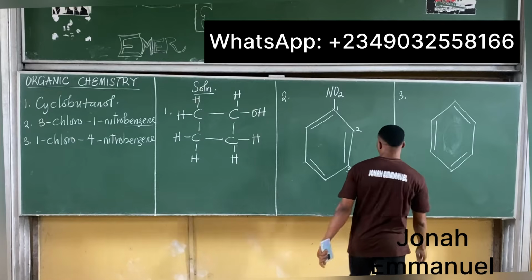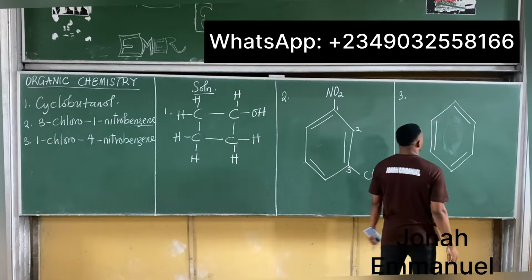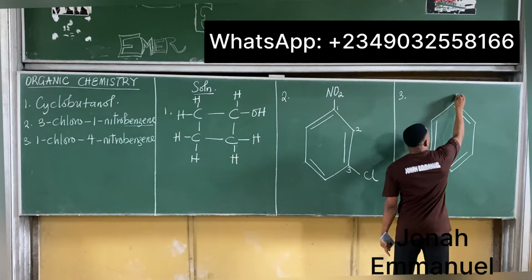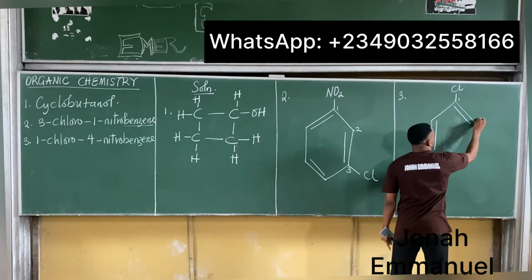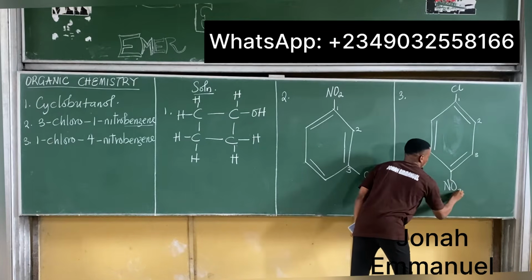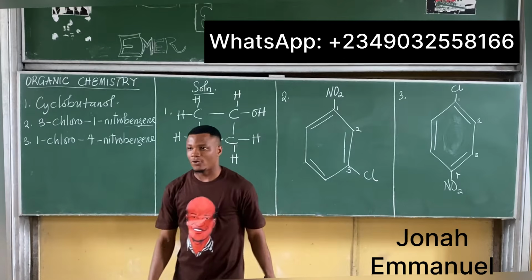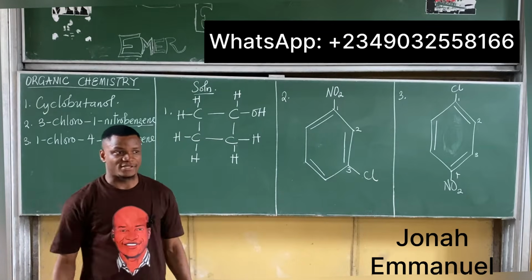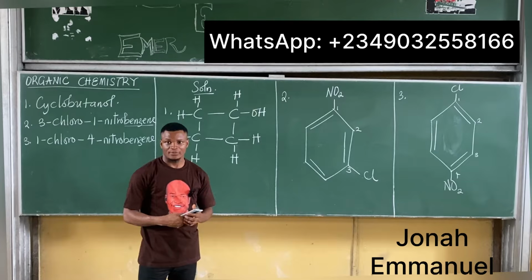All right, so I have this. Next task. Let me get my 1 chloro. If it's 1 chloro, that means chlorine should be at position 1. So 1, 2, 3, 4, NO2. So it becomes 1 chloro, 4 nitro, benzene. So that's all. This is how you draw these structures, please.